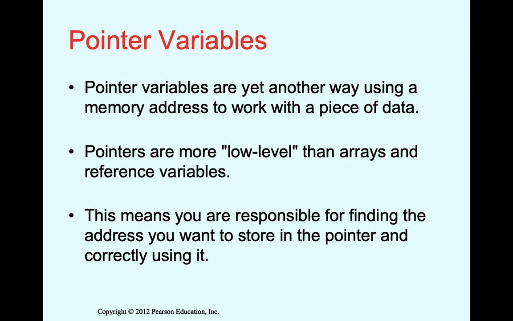Pointers are yet another way of using memory addresses to work with a piece of data. Pointers are considered more low level than arrays and reference variables, because you deal with the memory and the address of the memory. Normally in modern languages like Java or Python, we don't have pointers, so you don't need to use them. But if you want to go into the details of the details, then you can use a pointer. This means you are responsible for finding the addresses you want to store in the pointer and for correctly using it.